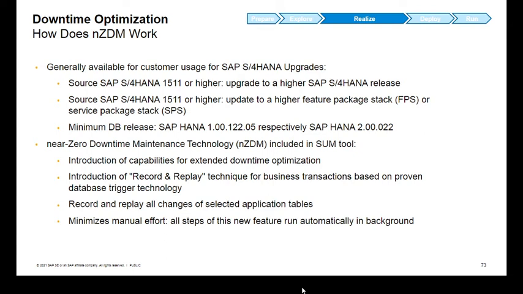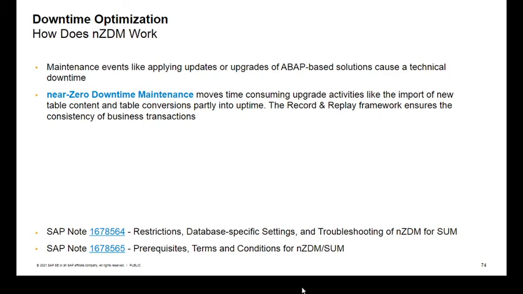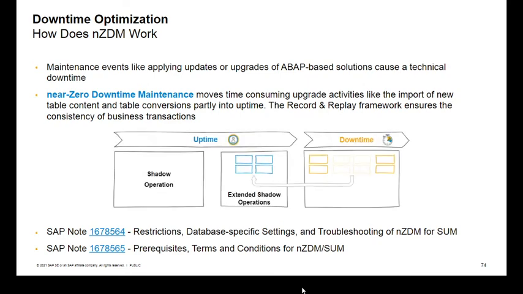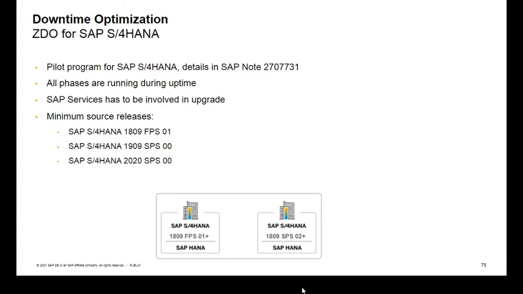There are some notes around it. Make sure you check those if you're planning to use it, and that you're aware of the implications. The zero downtime optimization is a pilot program. There's a note for that, which is also mentioned here. What we're doing there is basically trying to lift literally almost everything from downtime to uptime. Because this is more complex, this requires SAP services involvement, because we need to safeguard that there's no negative impact on your business data, business operations, and so on.